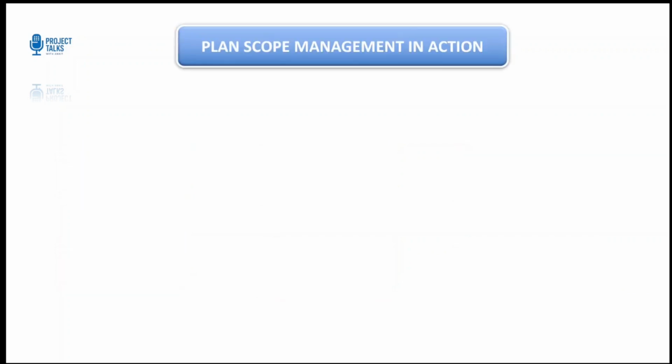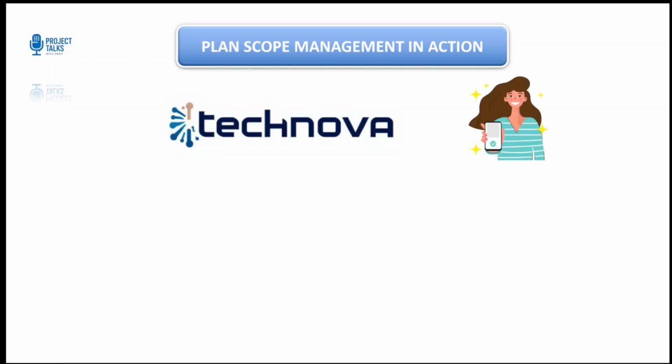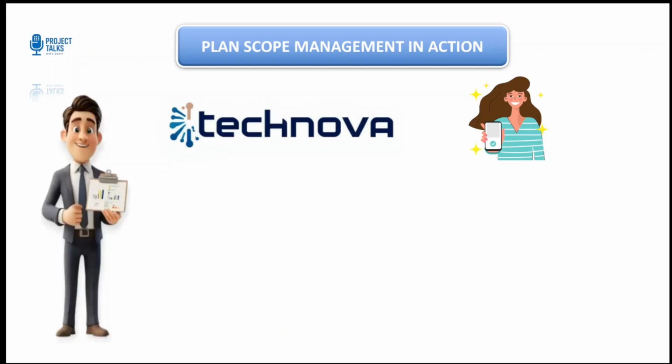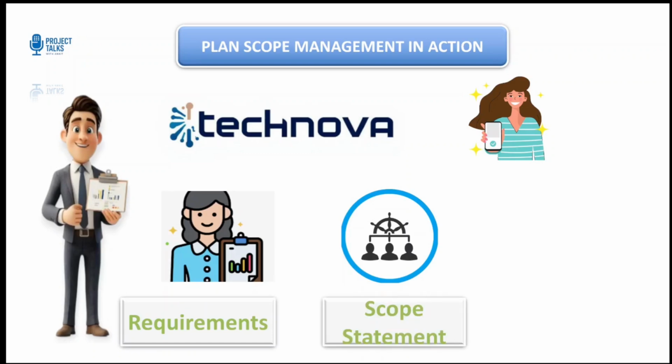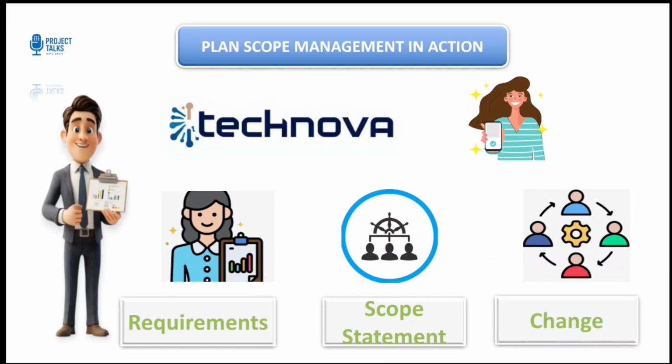Let's look at this from an example. Let's go back to our TechNova project, the personal finance mobile app. Before the team starts listing features, the project manager documents that the business analyst will collect requirements, the steering committee will approve the final scope statement, and any further changes must go through the change control board. This simple planning step saves the project from confusion later when stakeholders request an unapproved change. And trust me, it happens a lot.